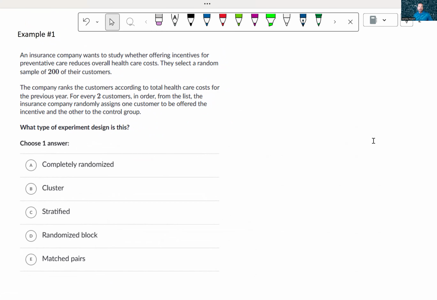So they randomly select a sample of 200 of their customers. And the company ranks the customers according to total healthcare costs for the previous year. For every 2 customers in order from the list, the insurance company randomly assigns 1 customer to be offered the incentive and the other to the control group. And it says, what type of experiment design is this? Okay. So I'm going to give a sort of a cheat sheet to look at here for these.